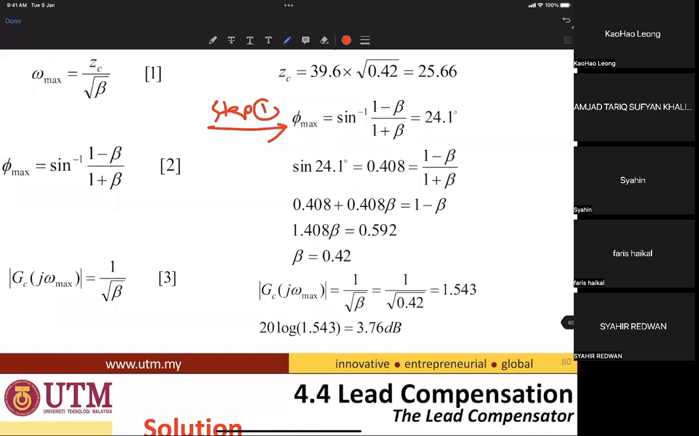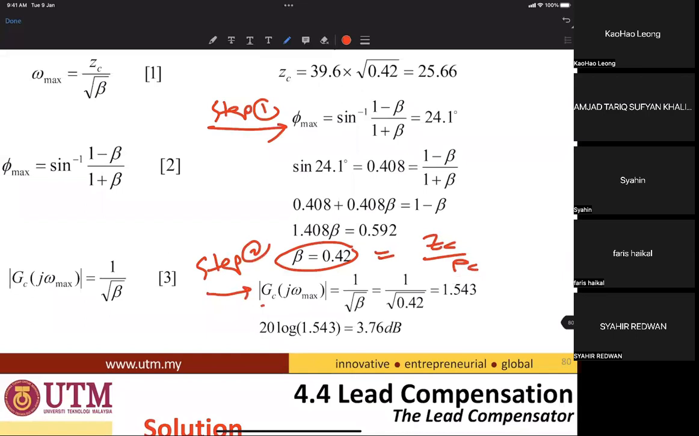So we rearrange the formula. Sine 24 is 0.408, equal to 1 minus beta over 1 plus beta. So beta is 0.42, which is equal to ZC over PC. So we have got beta, and we go to step 2.